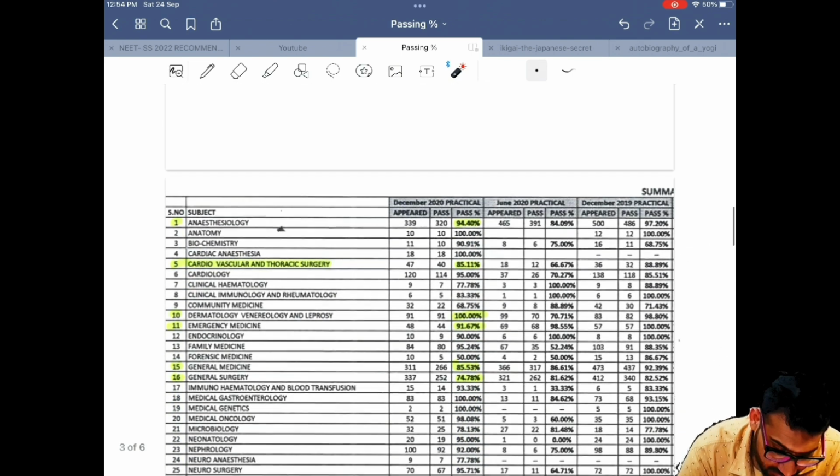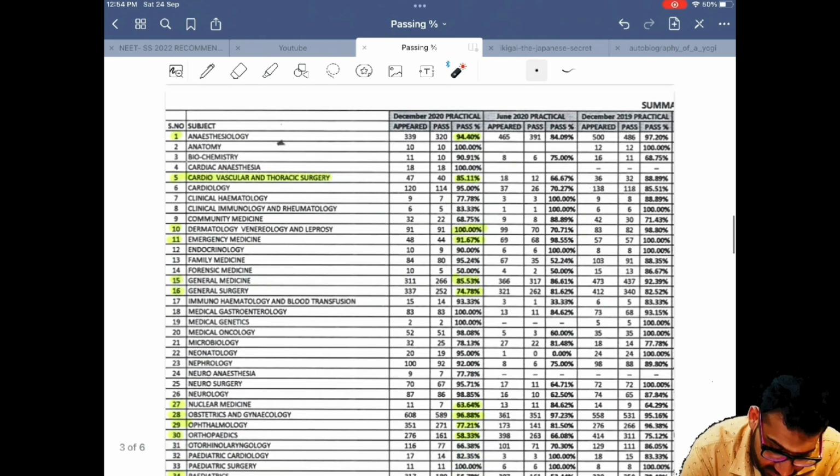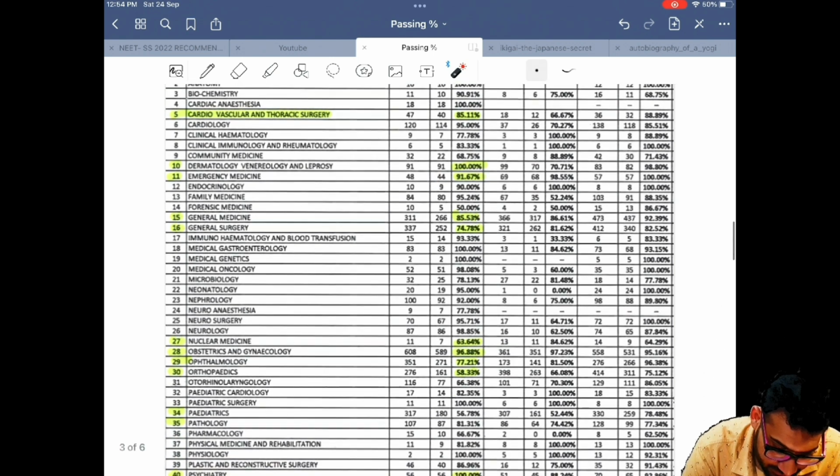In anesthesia, you can see passing percentage in practical is 94%. In thoracic surgery is 85%. In dermatology, emergency medicine is 100% and 96%. Are you looking at this? In emergency medicine, the theory percentage was only 36%. And in practical, it is 91%.